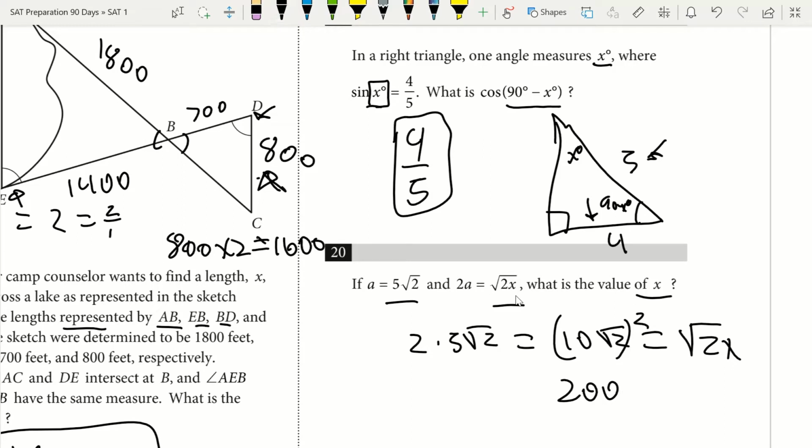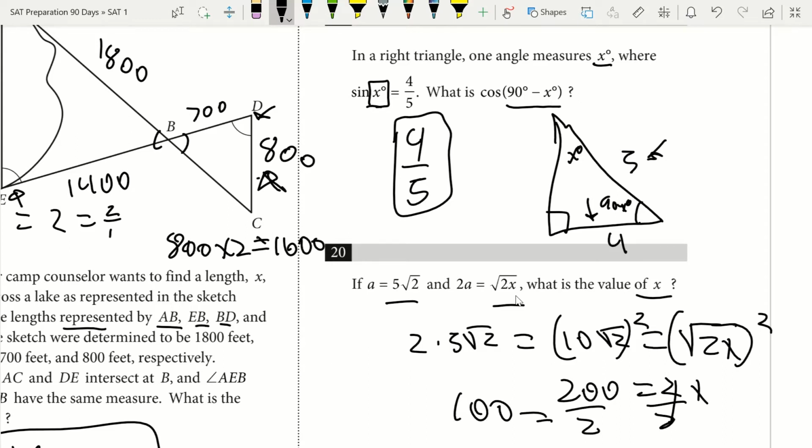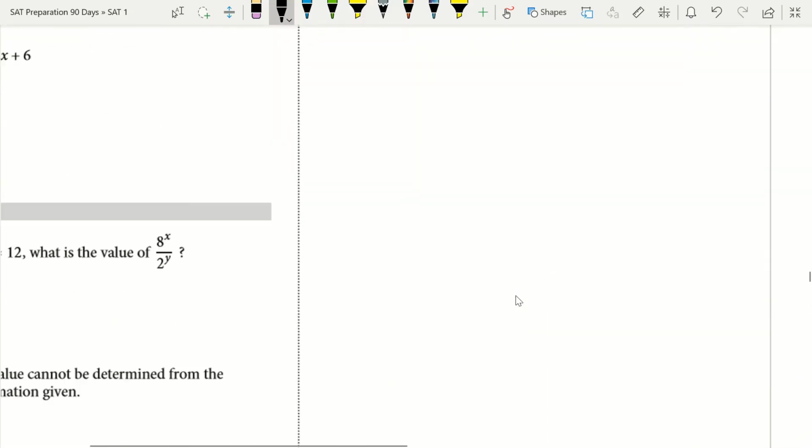200, and that's going to equal this right here, which is getting squared as well. Root 2x squared leaves me with 2x. Divide each side by 2, and that's going to leave me with 100 equals x. So my answer for the value of x is going to be 100 for number 20. Okay, now we've answered all those. At this point, we go back and answer 10 through 15.